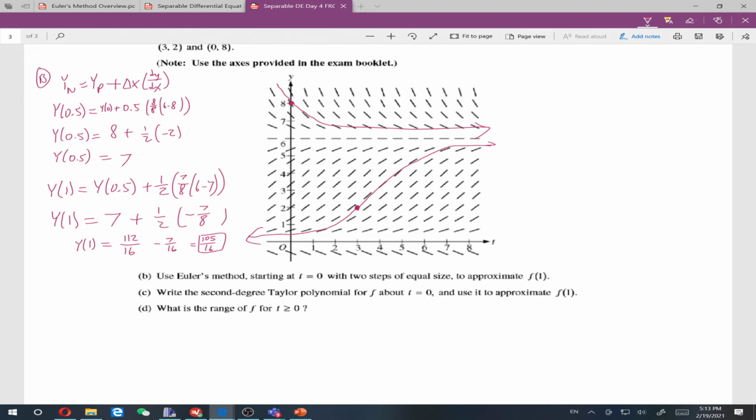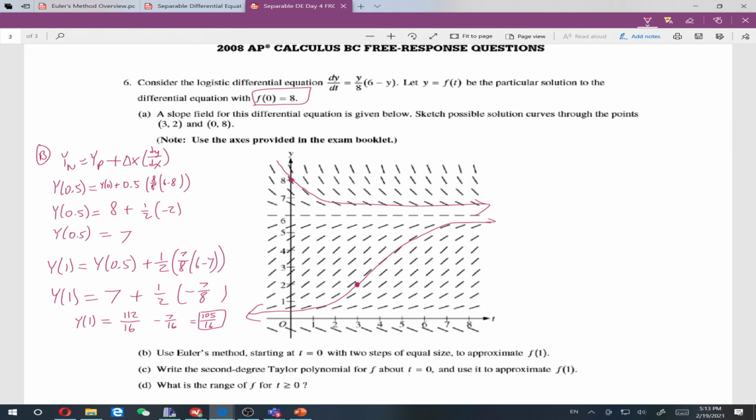No. All right. So that brings us back to Kelly, I think. Kelly, they want us to use a Taylor series to make our estimate instead. So we want a second degree Taylor polynomial about t equals 0. What do I need to do to get our second degree Taylor polynomial?